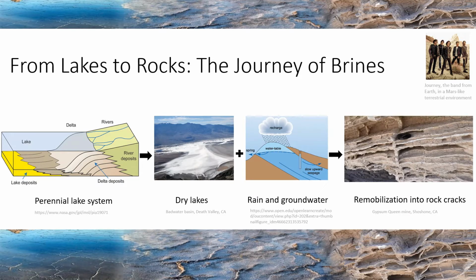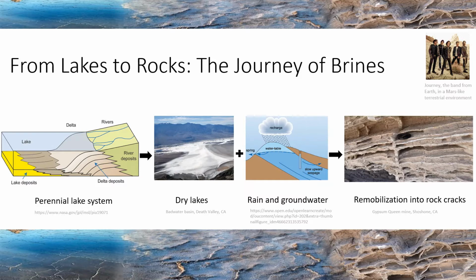Here's what we think is the journey of fluids that form these evaporites, which may have started from a perennial lake system. And once the source of water in a lake is cut off, it starts to dry out and starts forming crusts of evaporites in and around the lake bed. Without any external movement of water, the evaporites pretty much sit around the lake bed, but they can be remobilized if a rain event takes place or if groundwater gets in contact with these evaporites. So this new source of water can dissolve the crusty evaporites from the lake beds and transport them elsewhere.